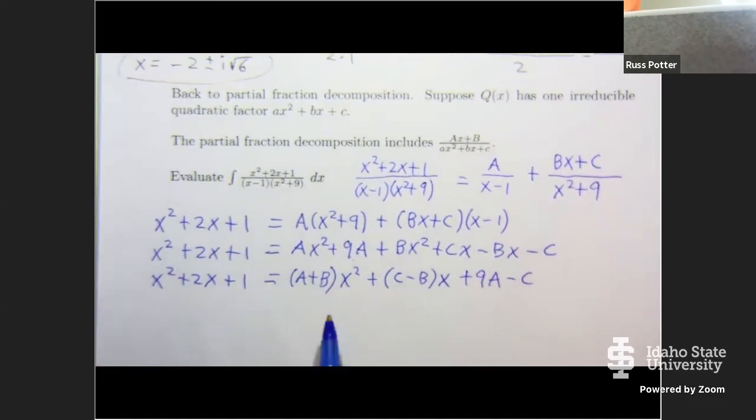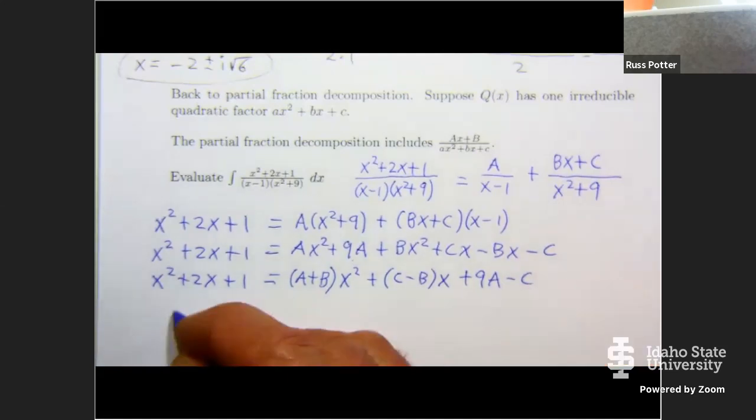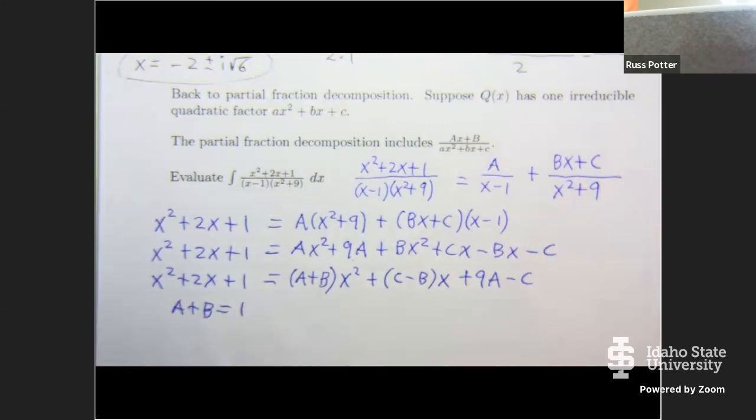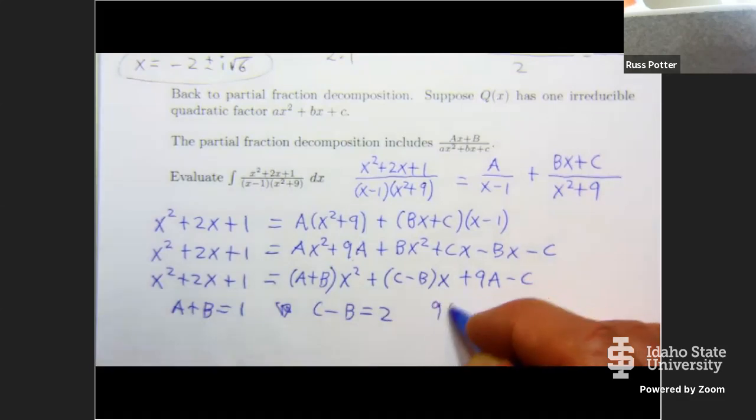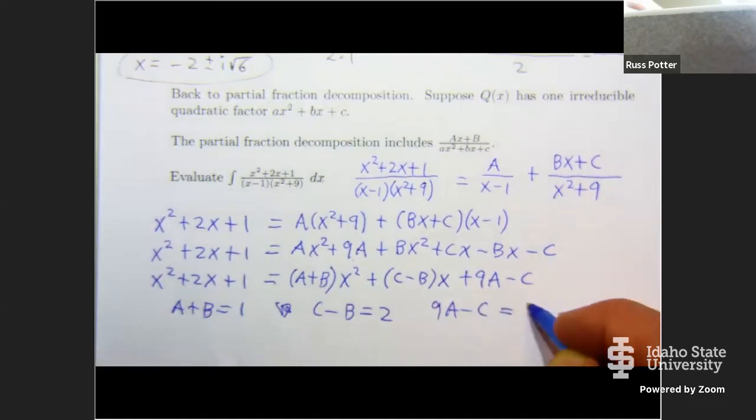Okay, the coefficients have to match. On the left-hand side, the coefficient of x squared is 1. On the right, it's a plus b. So that means a plus b equals 1. The coefficient of x, those have to match. On the left, the coefficient of x is 2. So c minus b equals 2. And then the constant has to match. 9a minus c has to equal 1.